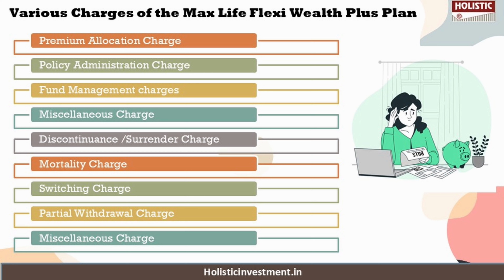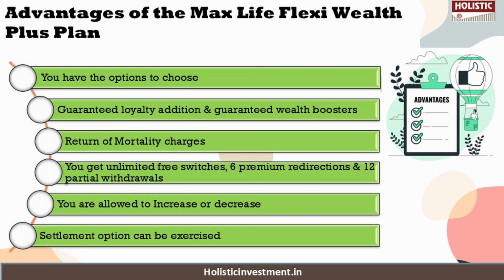So some of the advantages of the policy are you have the option to choose from 2 variants, 5 investment strategies and 11 funds. And there is also guaranteed loyalty addition and guaranteed wealth boosters available to increase your fund value. And they also return your mortality charges, and you get unlimited free switches, 6 premium redirections and 12 partial withdrawals which are allowed in a policy year. And you're allowed to increase or decrease the premium payment term or policy term, and the settlement option can be exercised during maturity. So these are some of the advantages.